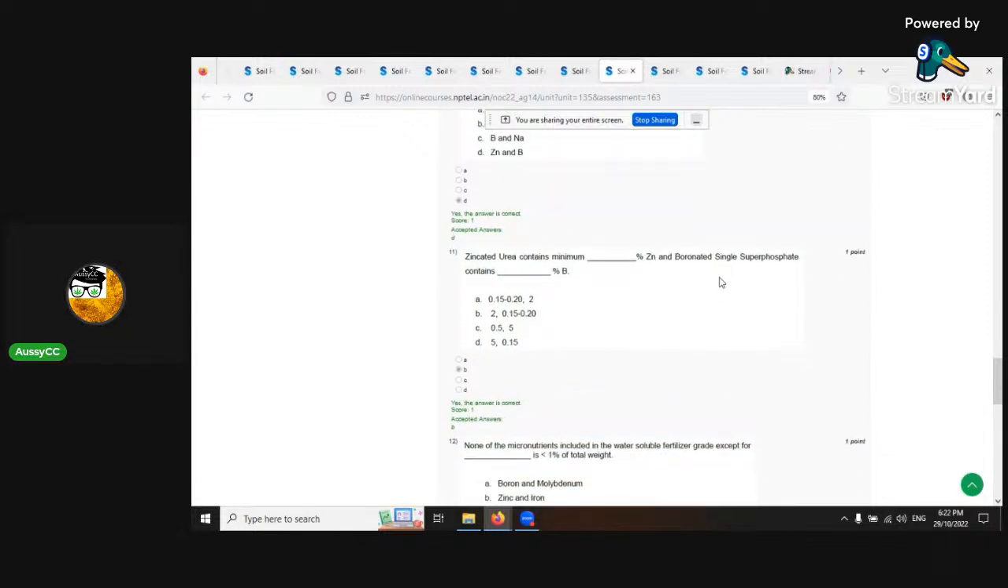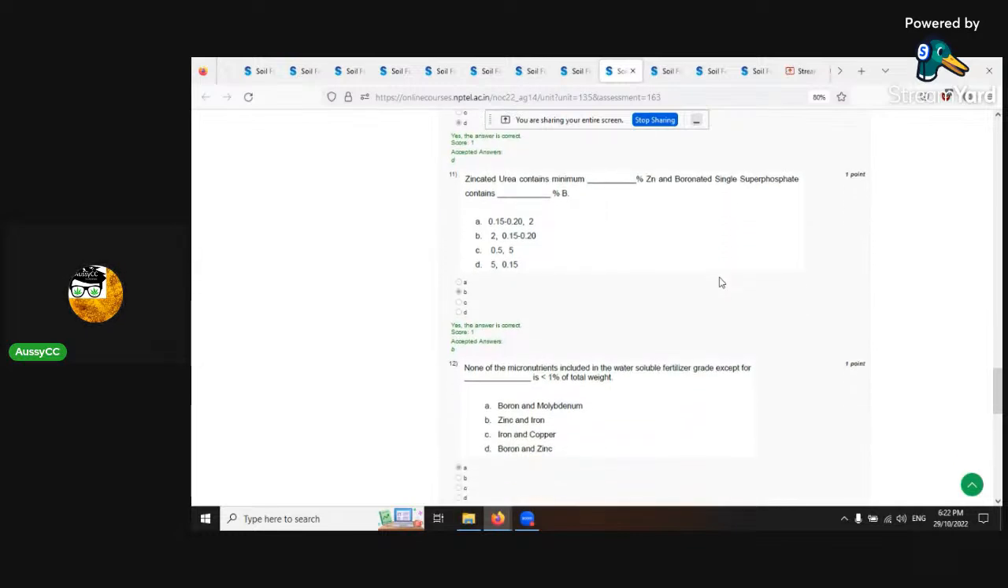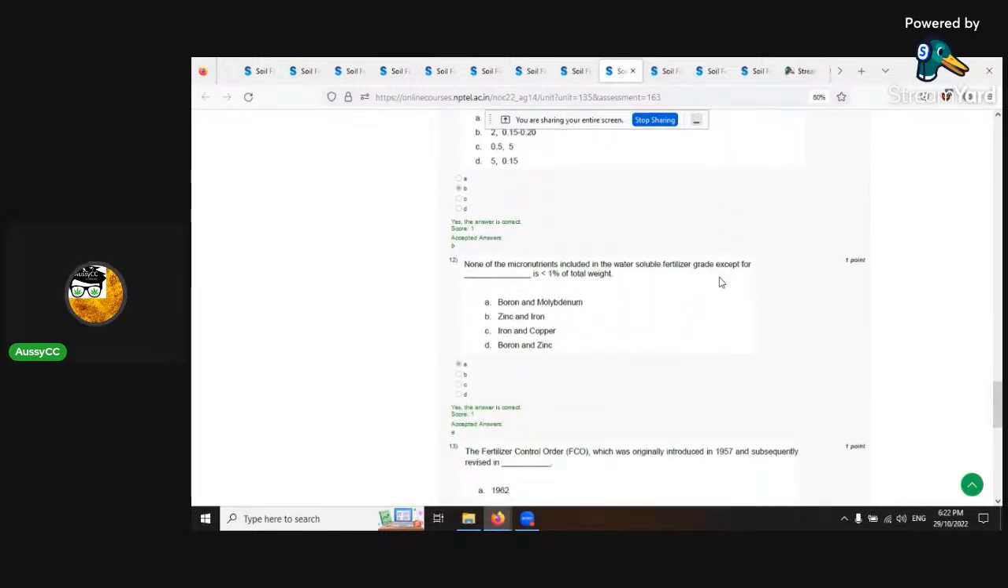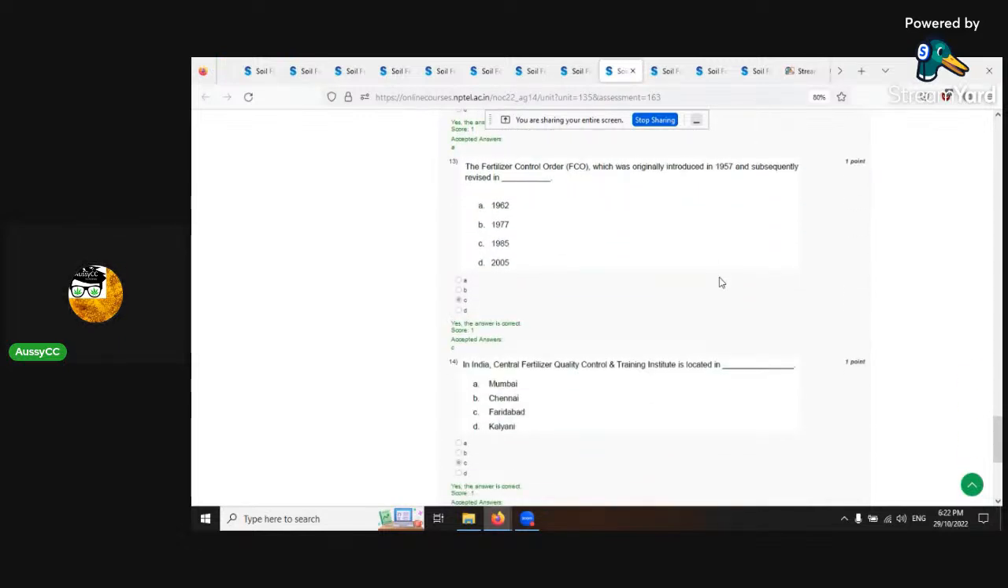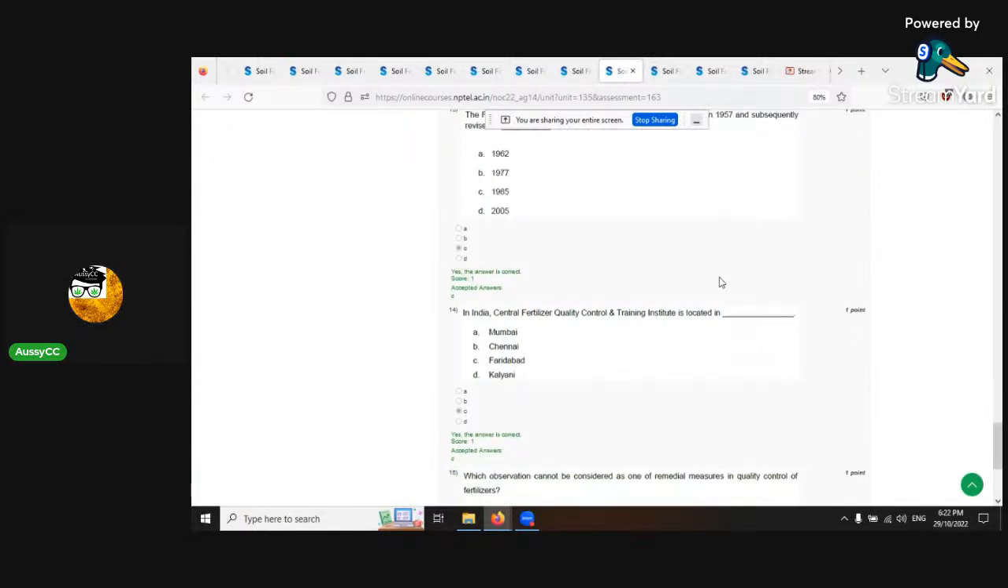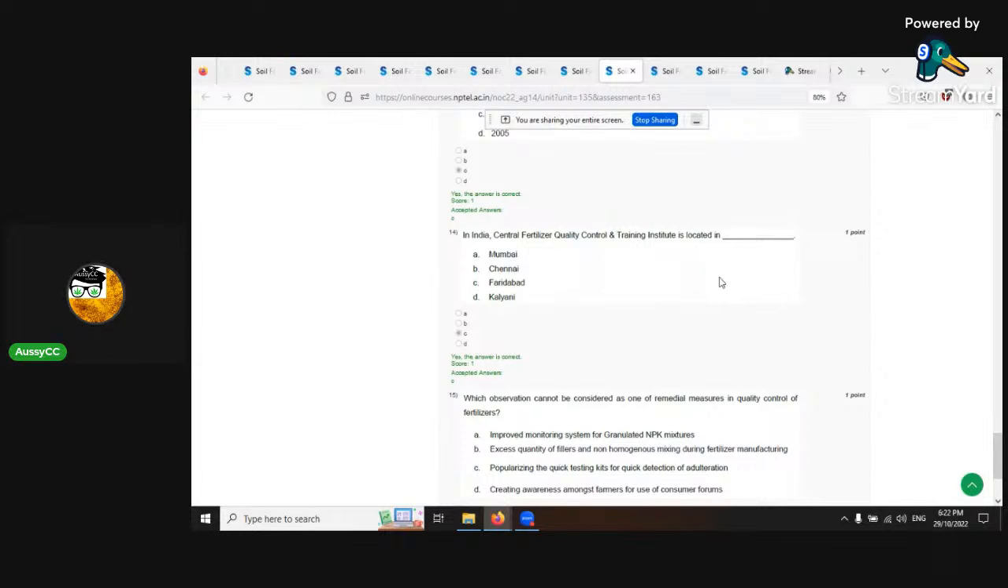None of the micronutrients are included in water-soluble fertilizer except for A. The Fertilizer Control Order, which was introduced in 1957, was revised in 85. The CFQC and Training Institute is located in Faridabad.